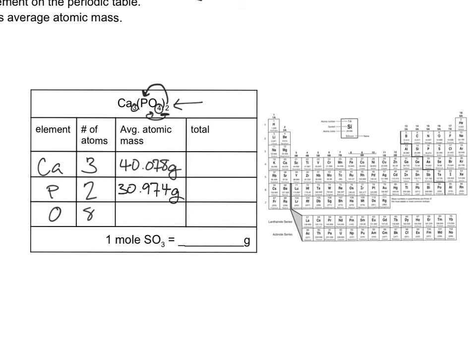30.974 grams. Oxygen, we saw previously, was 15.999 grams. But if you didn't remember, you could go find it on your periodic table. Then after you've written down each average atomic mass, you're going to multiply atoms times the mass. 3 times 40.078 is 120.234. Yep, pretty sure that's right.